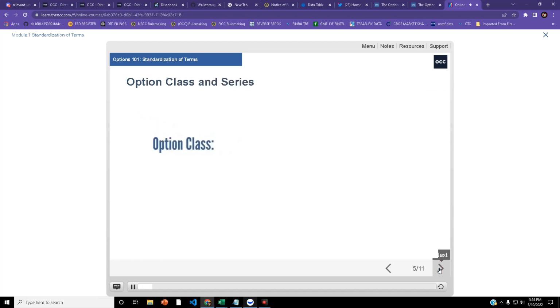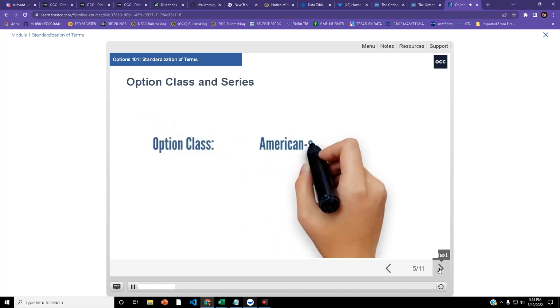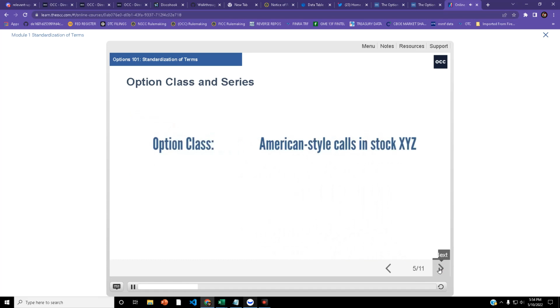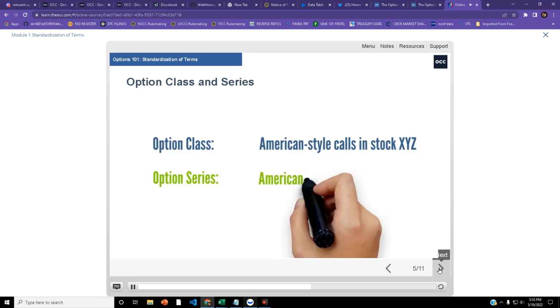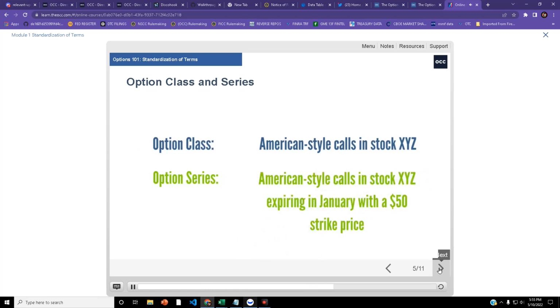An option class refers to options of the same type and style with the same underlying stock. So, in the example, American-style calls in XYZ would be considered the option class. The option series extends the class definition by adding an exercise strike price and an expiration. For example, American-style calls in XYZ with a January expiration and a $50 exercise strike price would be considered an option series.